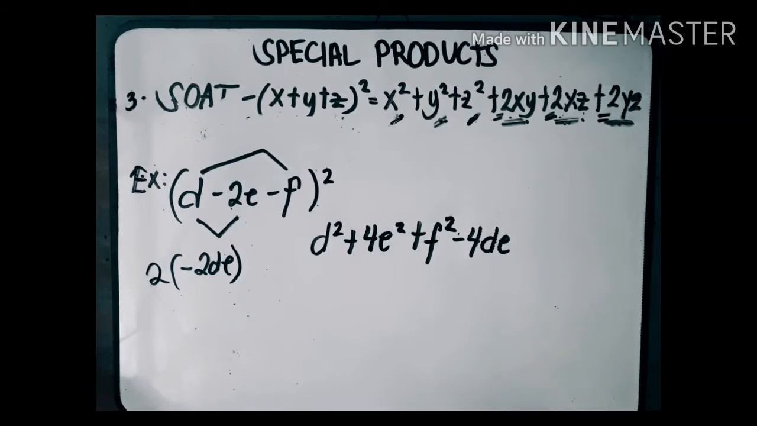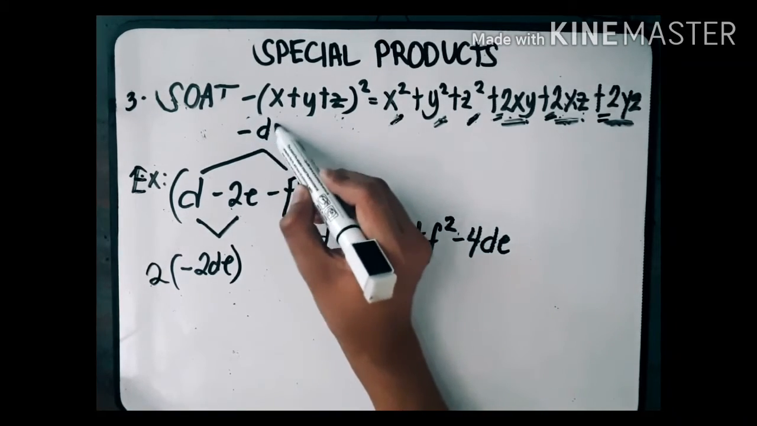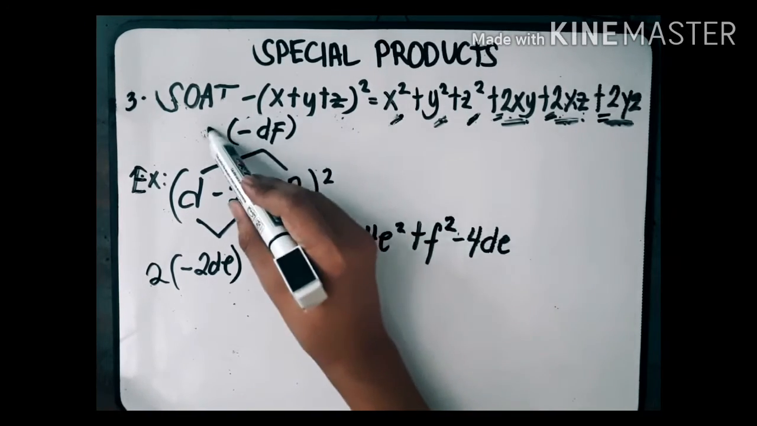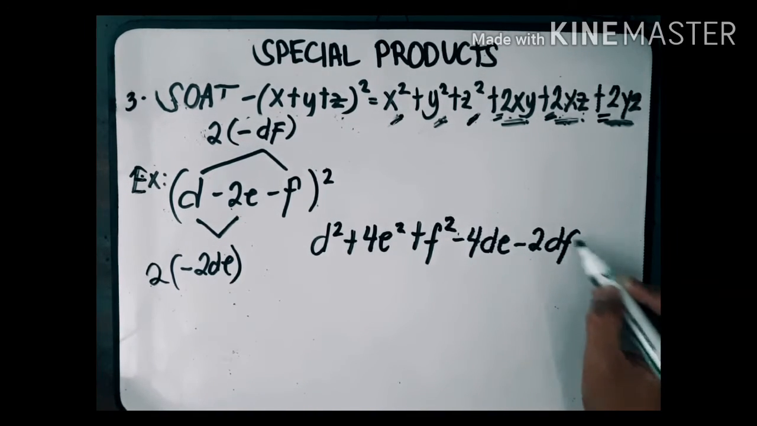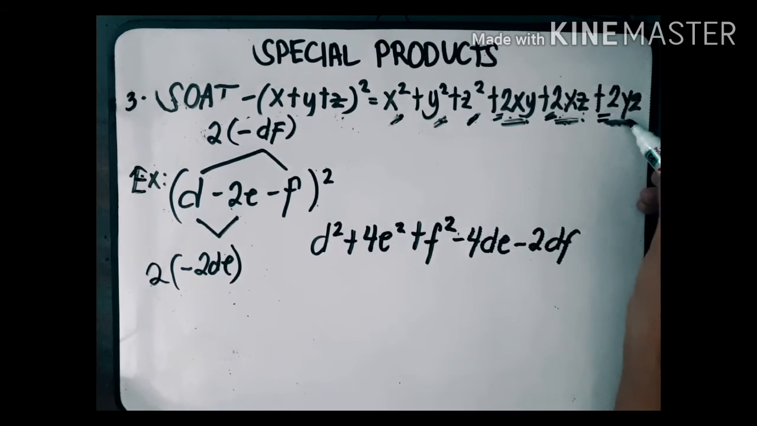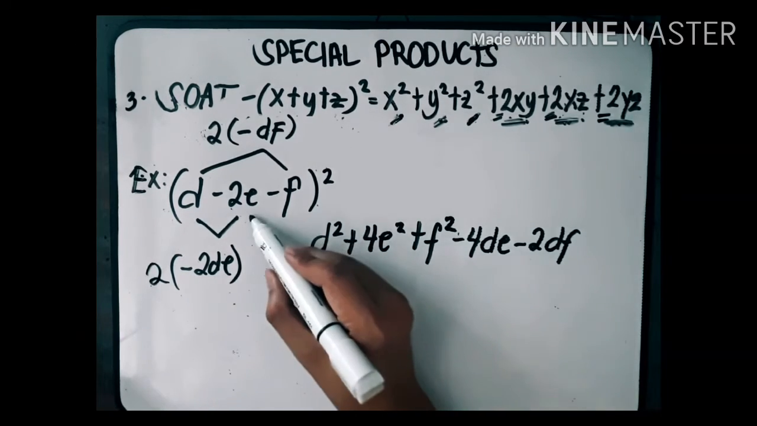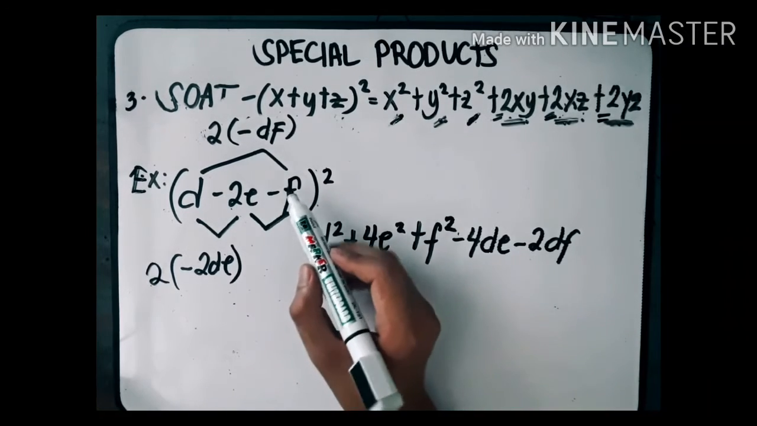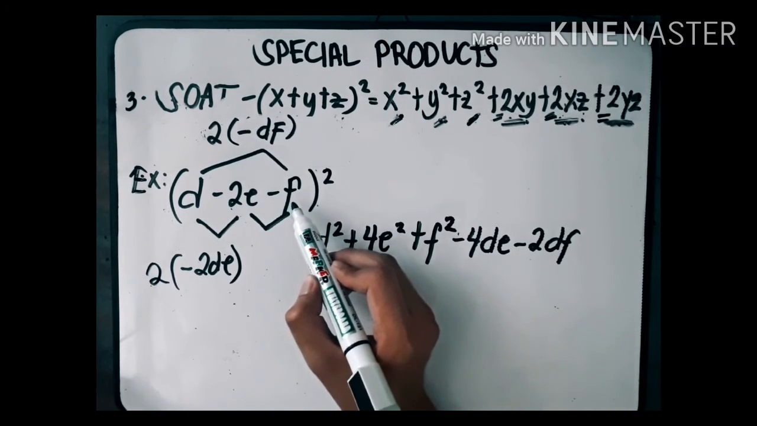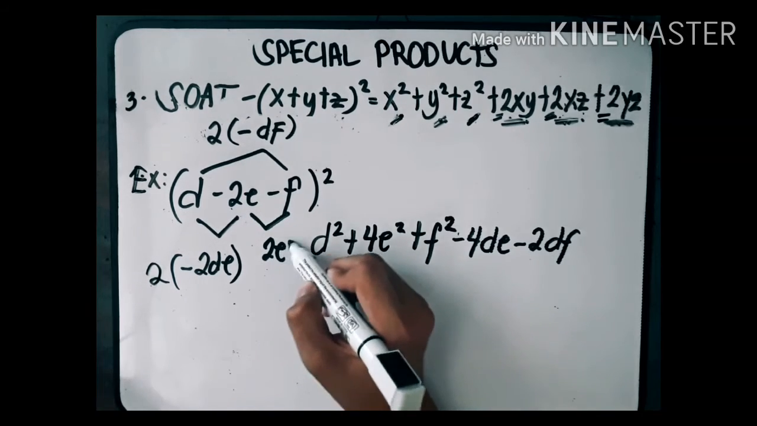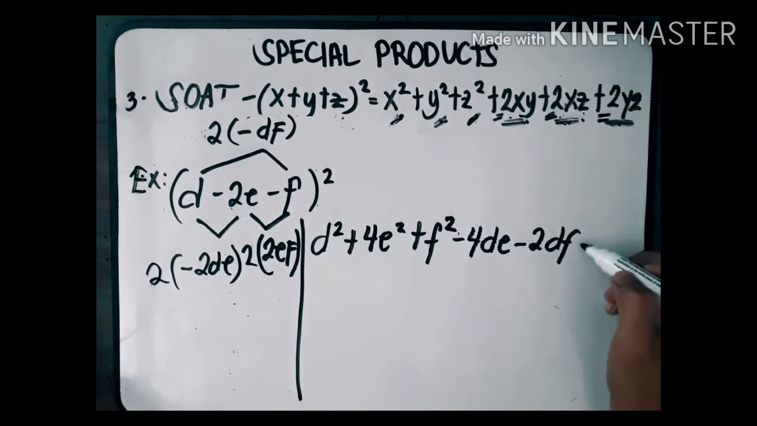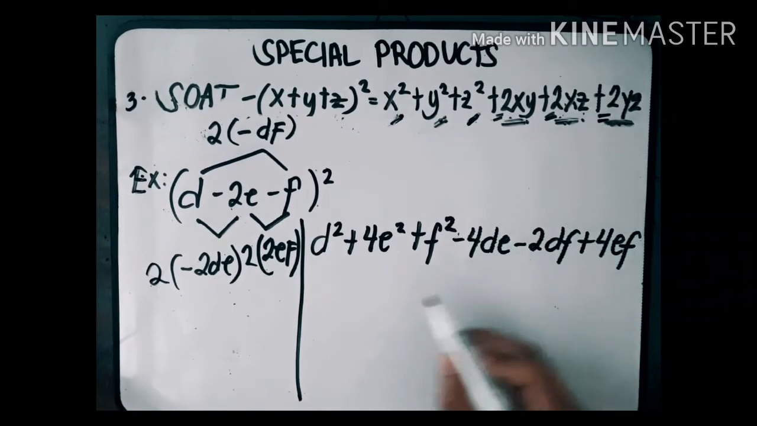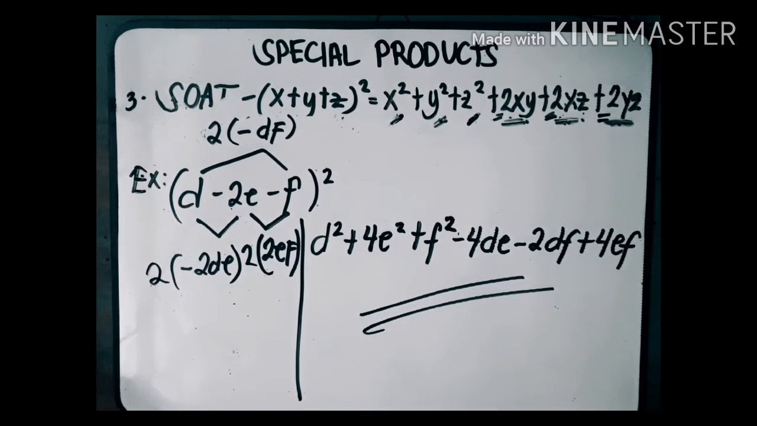And twice the product of the first and the third term. D multiplied by negative f is negative df multiplied by 2 is negative 2df. And twice the product of the second and the third term. Negative 2e multiplied by negative f is positive 2ef multiplied by 2 is positive 4ef. So, ito yung final answer. Okay?